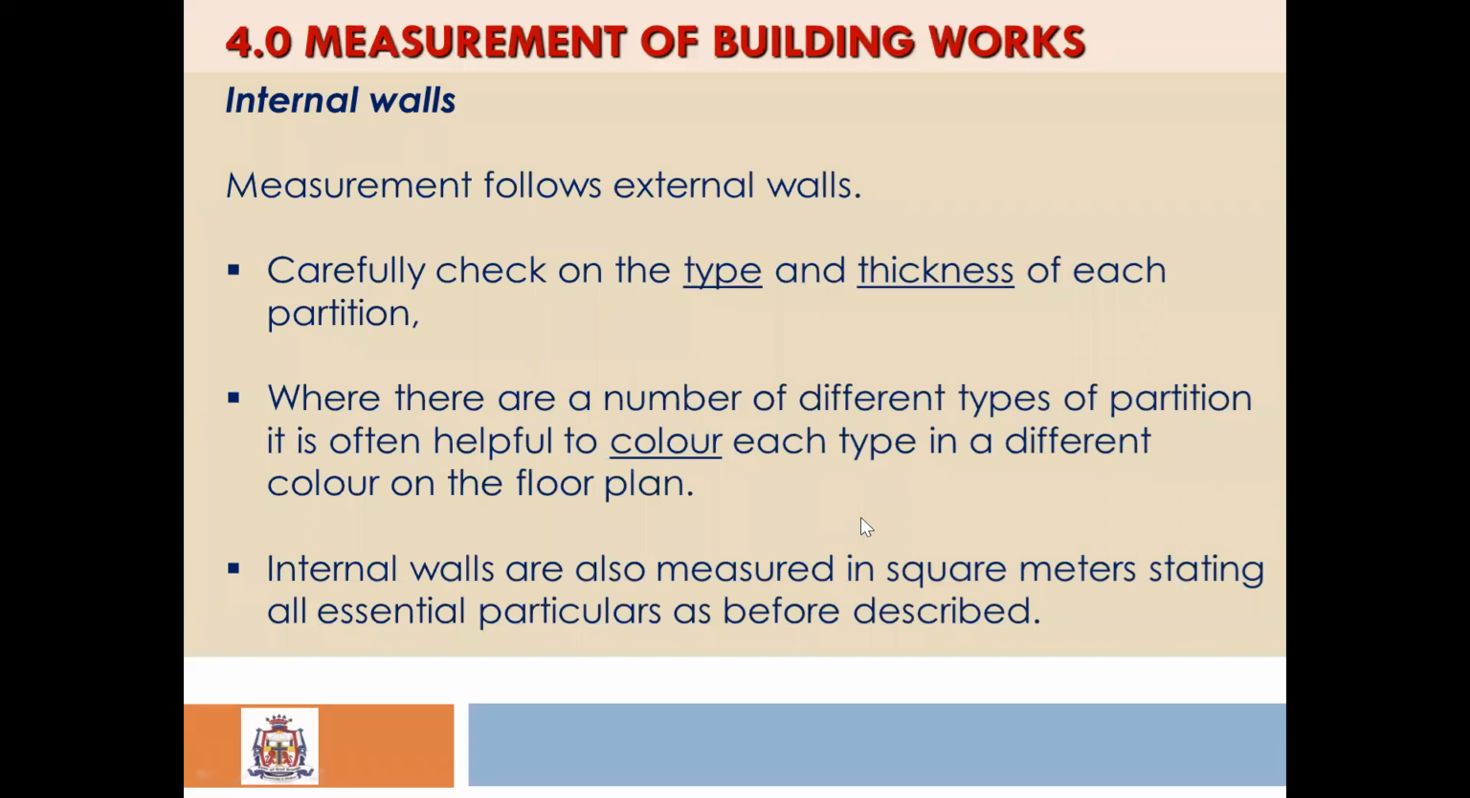So you must carefully check the type and thickness of each partition. Where there are a number of different types of partition, for example, you find a case where one wall is 150 millimeter, but there is another wall that is again same thickness as the external wall. But again, there is another wall, probably that is again thicker. So that's why I'm saying where there is a number of different types of partition, it is often helpful to color. You color.